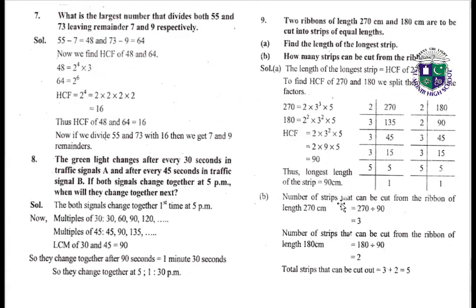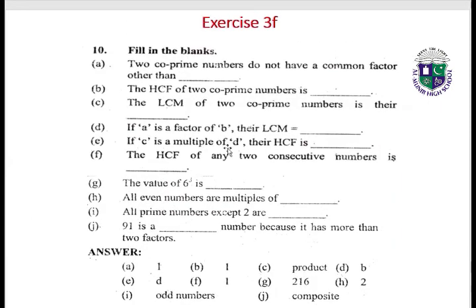Number of strips that can be cut from the ribbon of length 270 centimeters: 270 divided by 90, cancel the zeros, 9 threes are 27, so 3 strips. From the ribbon of length 180: 180 divided by 90, cancel the zeros, 9 twos are 18, so 2 strips. Total strips that can be cut equals 3 plus 2, which is 5.